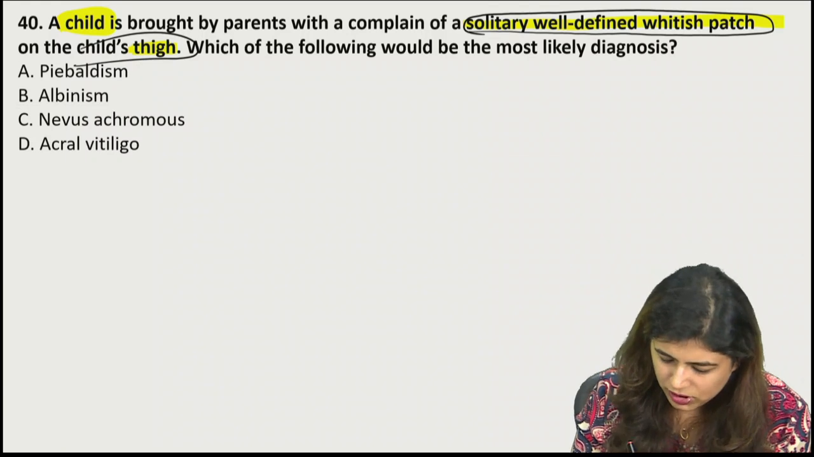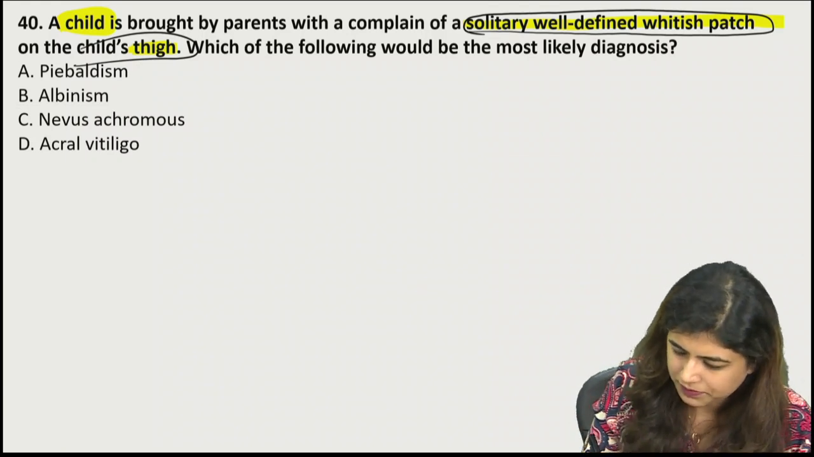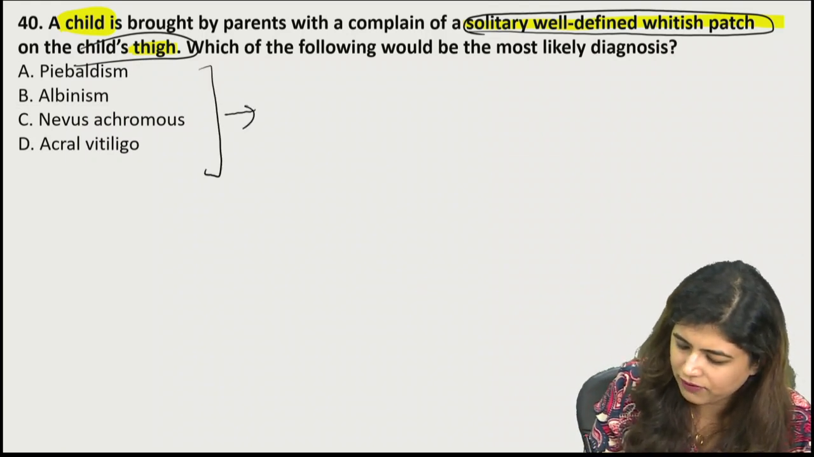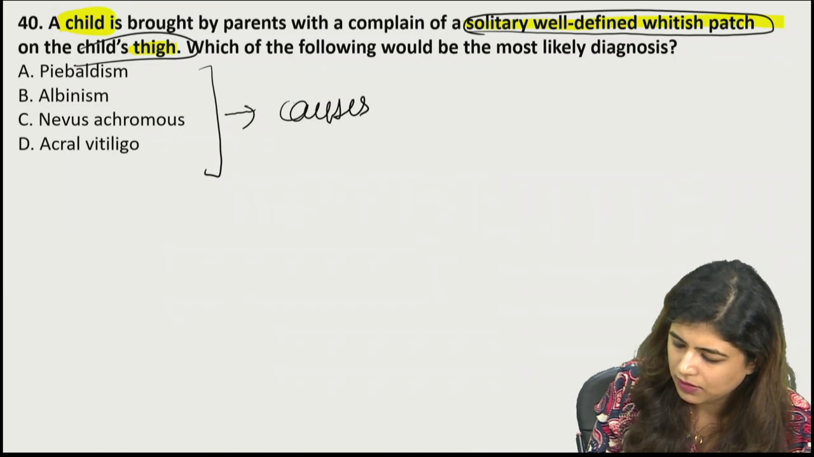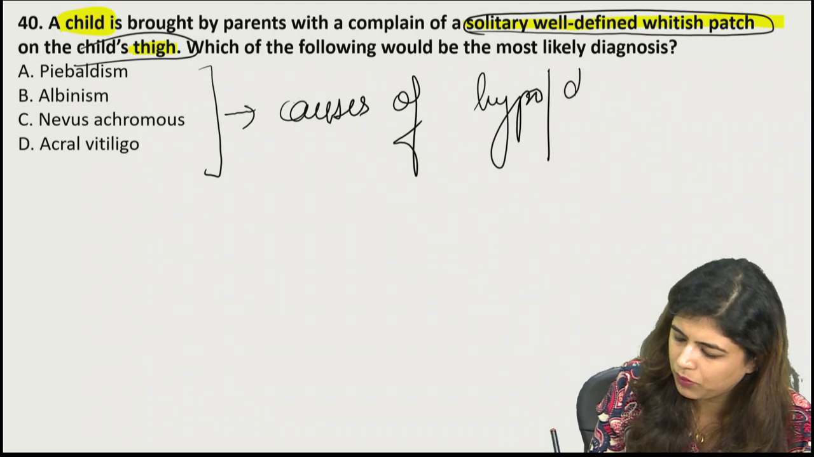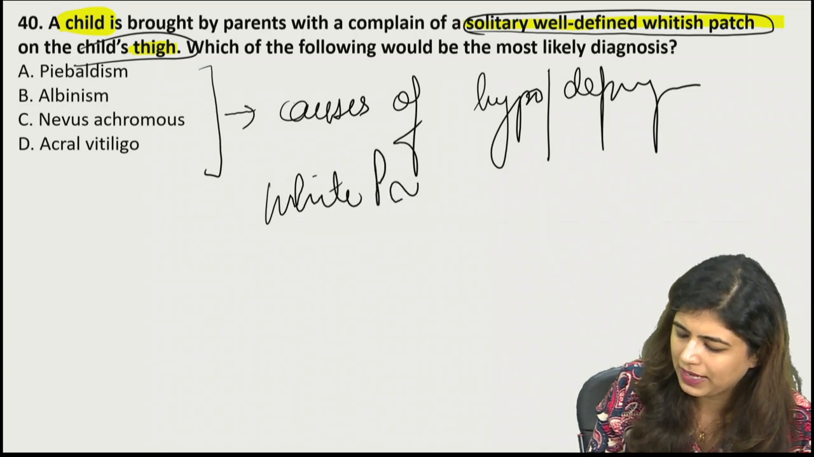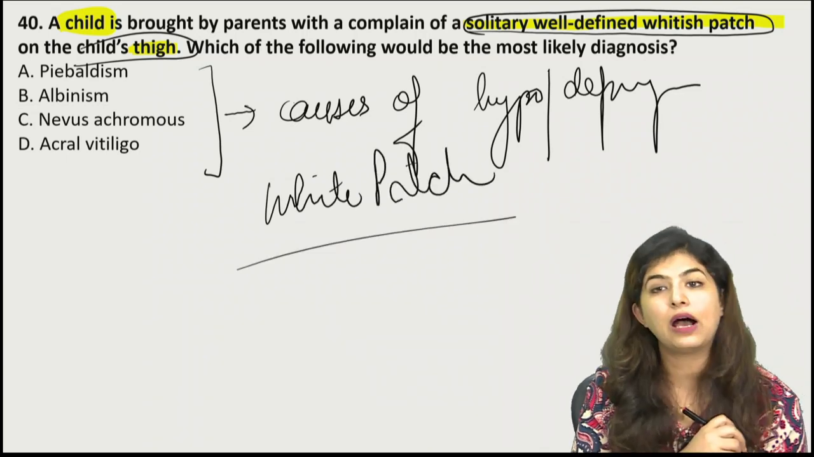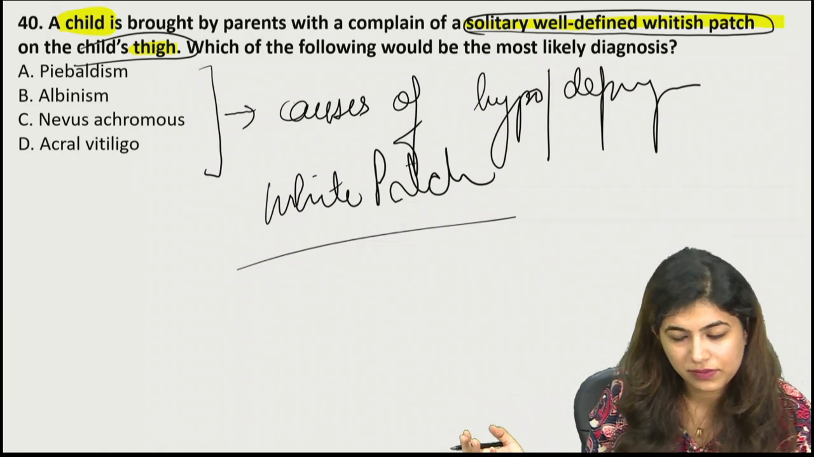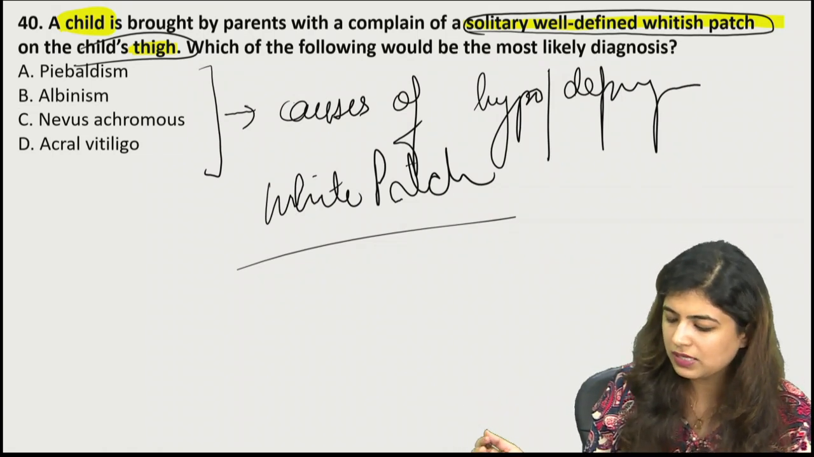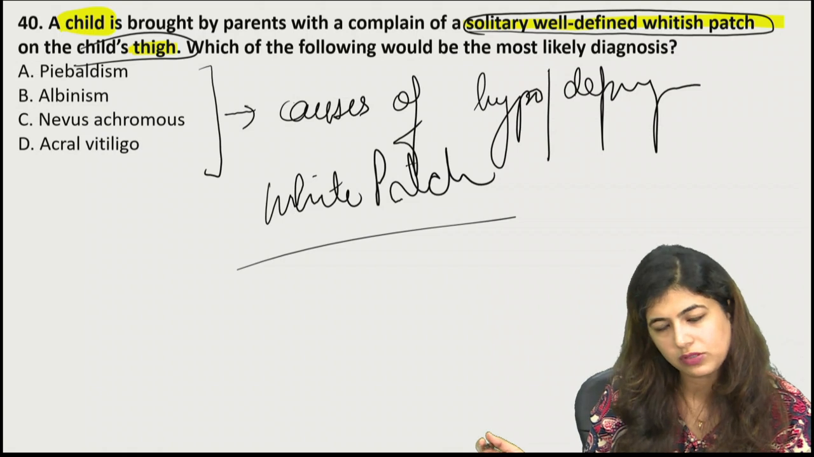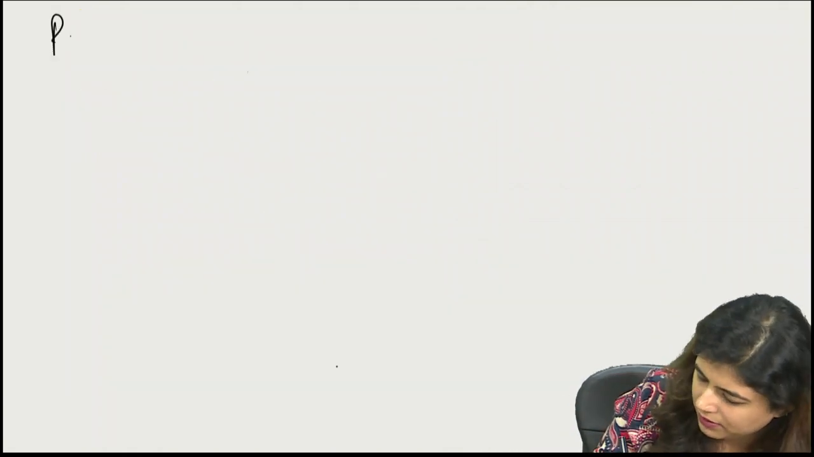If I look at the options here, all of these are causes of hypo or depigmentation. So all of these are causes of white patch. Now, what is my answer here? So for my answer here, I need to know all of these. What do these look like? So moving on to option A.